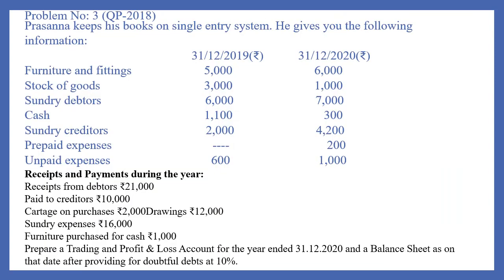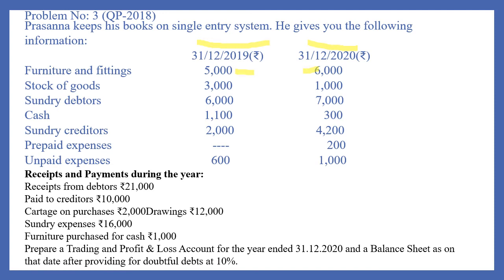Next problem, question paper problem 2018. Prasanna keeps his books on single entry system. He gives you the following information. So 31st/12/2019 and 31st/12/2020, opening date and closing date. Furniture and fittings 5,000 opening, closing 6,000. So it means furniture purchased of rupees 1,000.